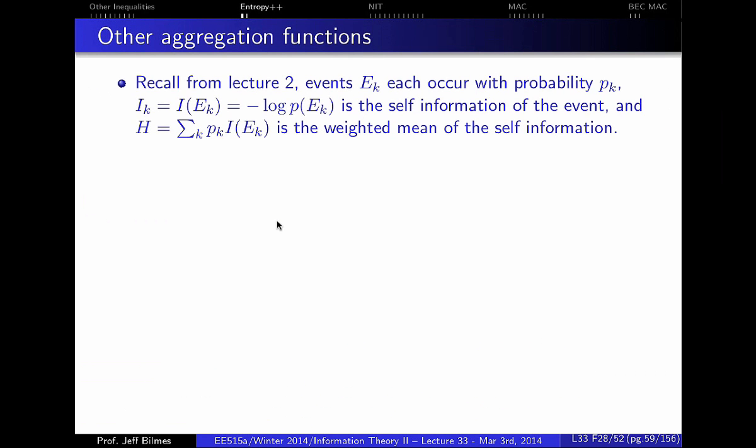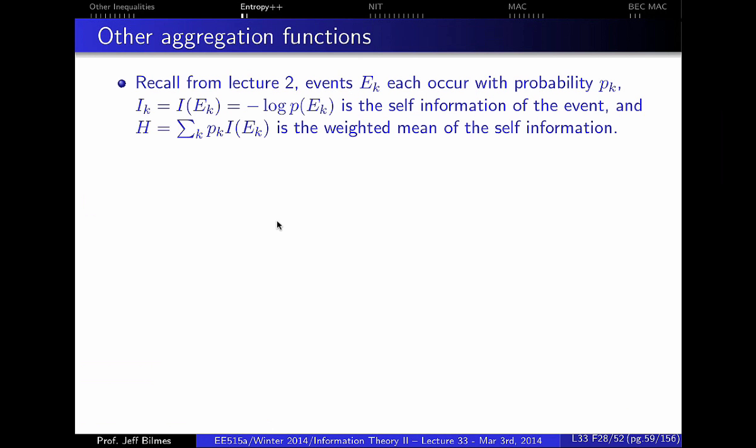Okay, I'm not going to take a break until we get to the network information theory material, but I want to talk a little bit about other aggregation functions. Remember lecture 2? Does everybody remember back that far? In lecture 2, we defined E sub k as an event with some probability, so the probability of E sub k is P sub k.